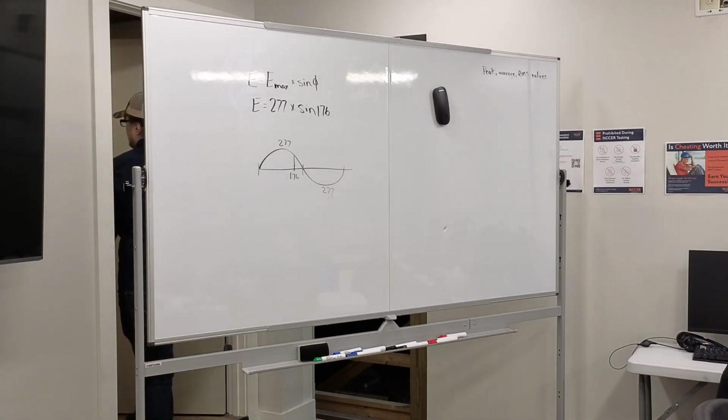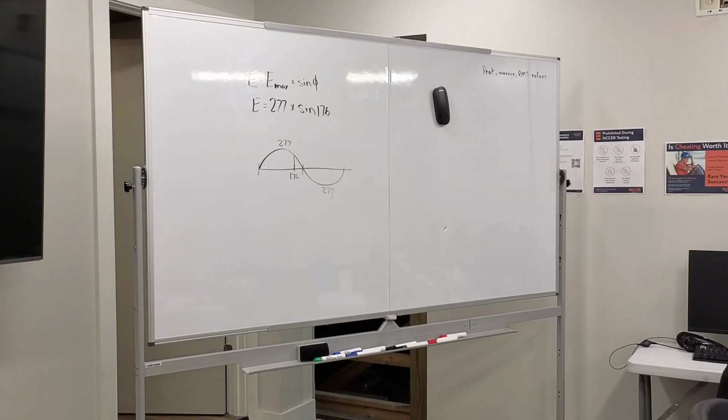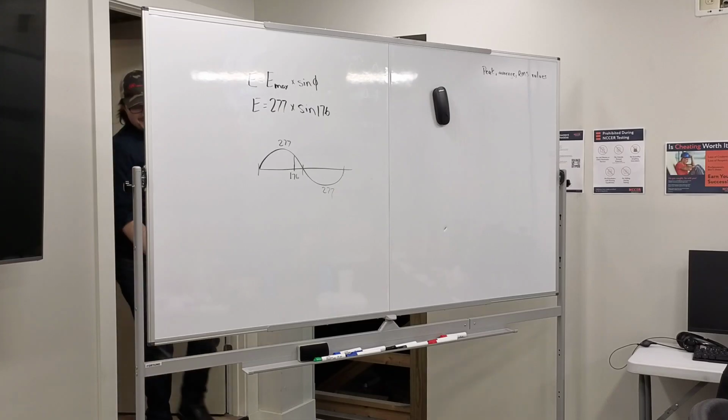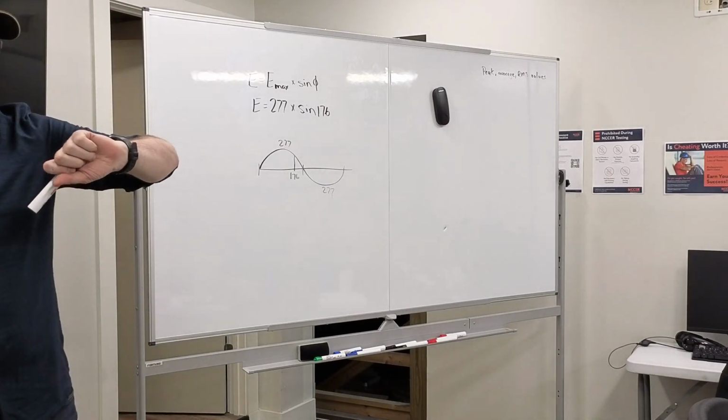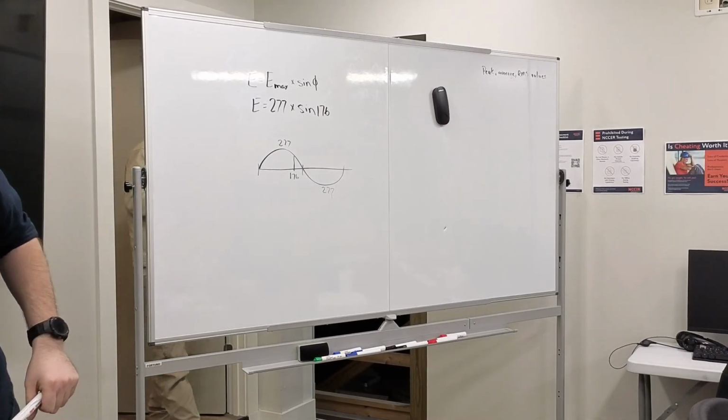Yeah, 176 means 277 voltage potential. All right, we'll take a break real quick so I can help out Jalen on something.